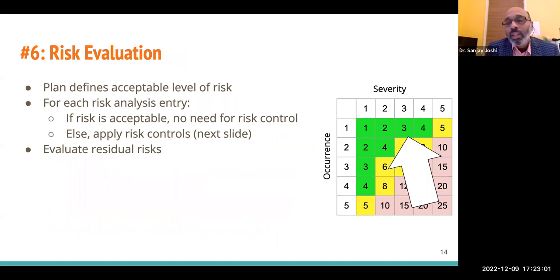So for each risk analysis entry, you need to do this. If the risk is acceptable, you don't need to do any risk control. If it's not acceptable, you apply a risk control or risk mitigation to bring down the level of risk, and we'll see that on the next slide. Once you're all done with all the rows, that's when you evaluate the residual risk and decide, is that good enough? And that's what you typically write in your risk management report.